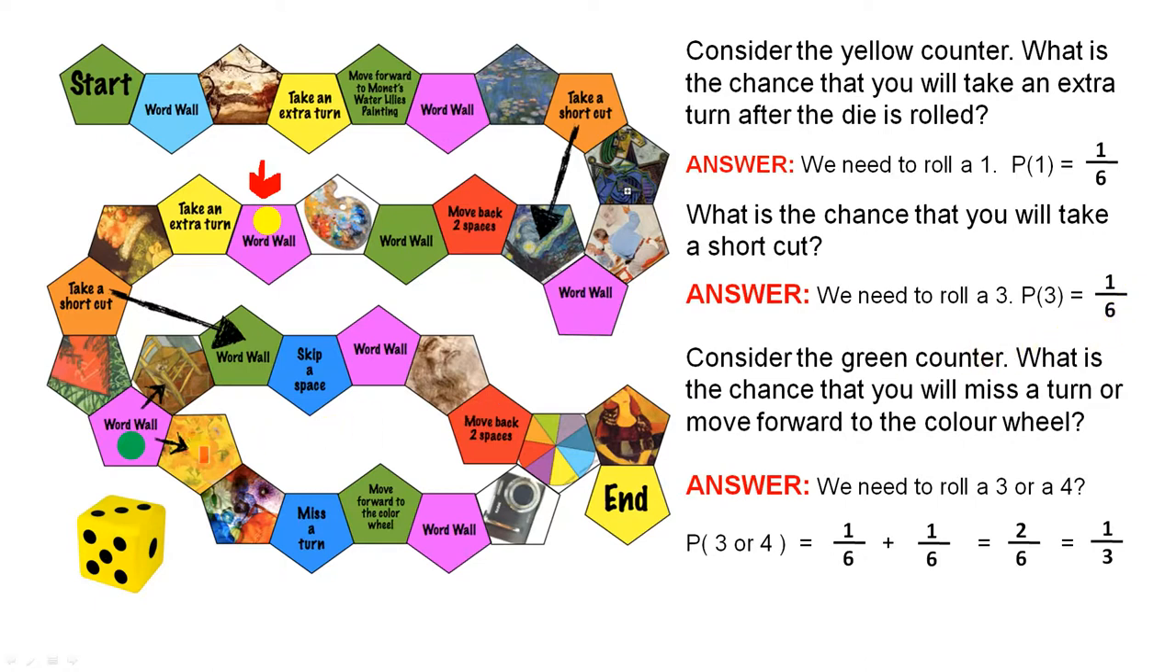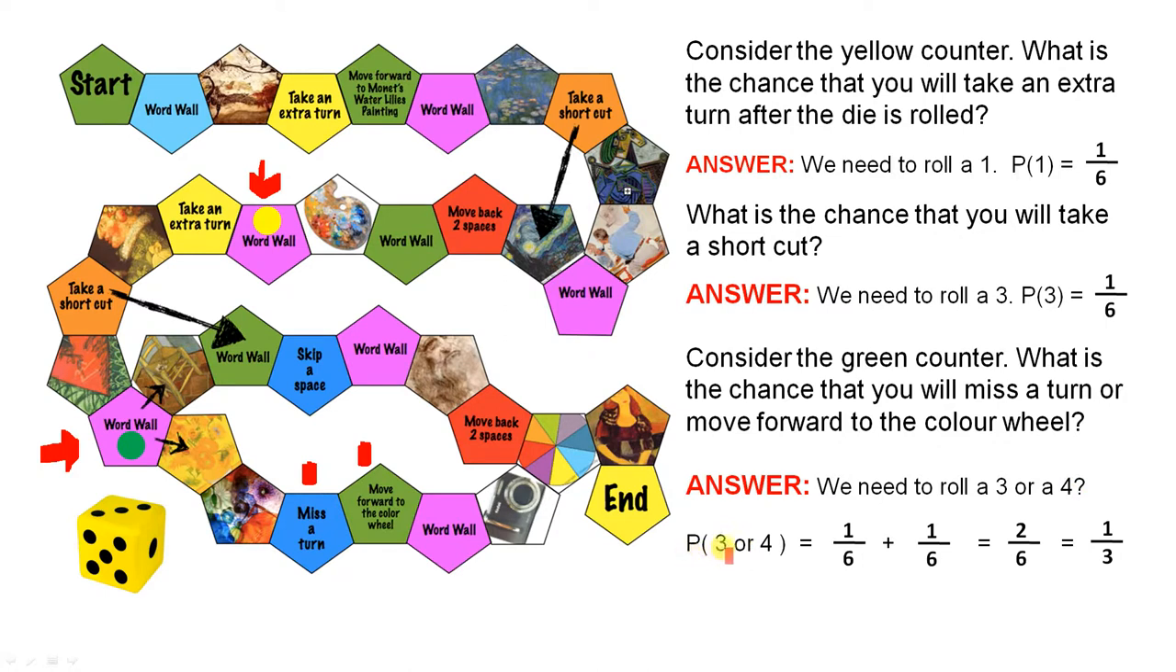Consider the green counter, which is this one here. What is the chance that you will miss a turn or move forward to the colour wheel? So here you've got 2 options. You can either miss a turn or you can move forward. In other words, we can throw a 3 or a 4. So we've got 2 choices now. So our chances have increased. So we need to roll a 3 or a 4.